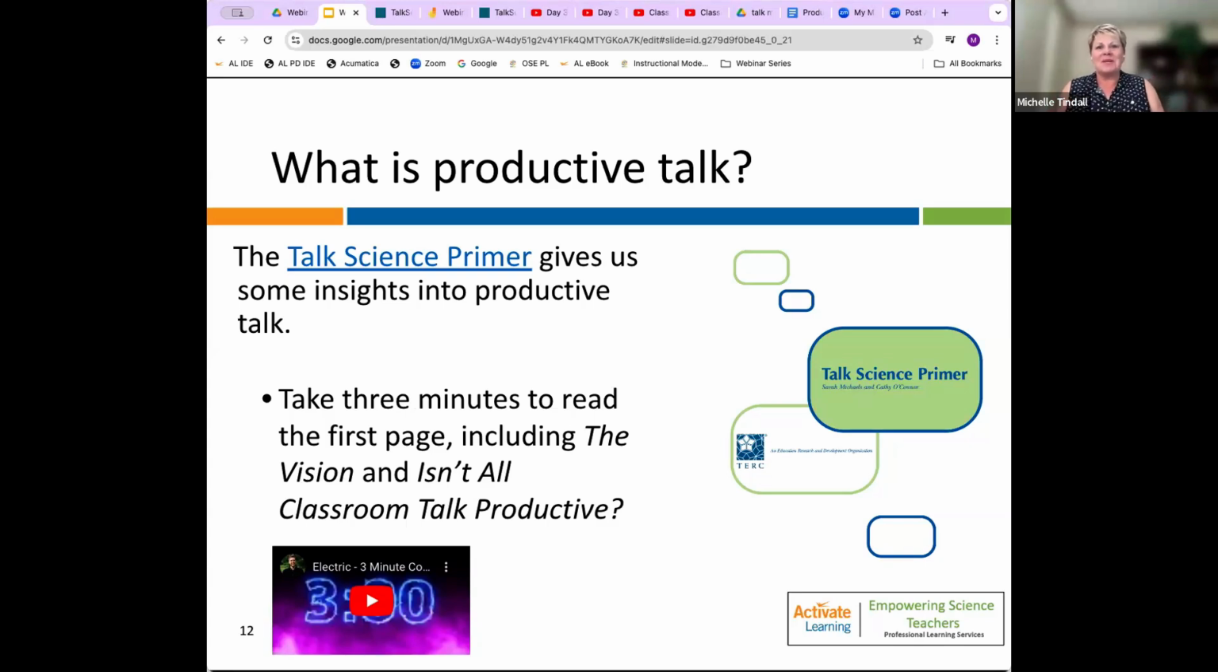So think about in the beginning of the year, what can we have students talk about that they actually like to talk about, and then transition to the more sciencey discussions after they've had a chance to talk to each other on some low stakes thing.